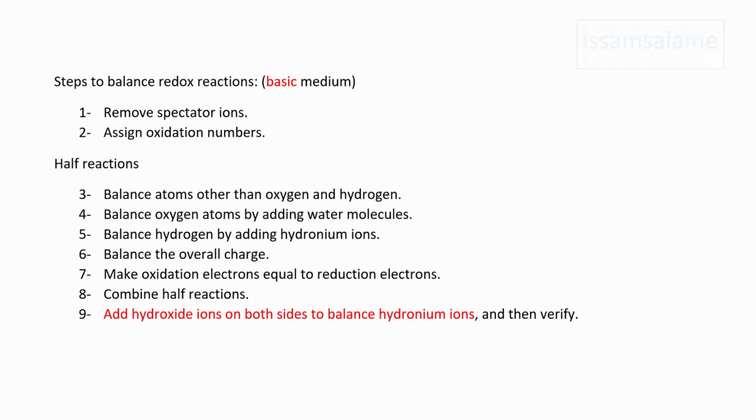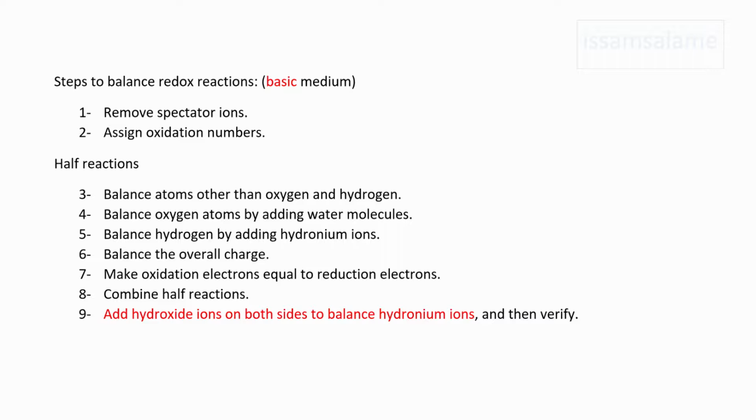These are the steps that we're going to follow while we are trying to balance a redox reaction in a basic medium. My advice for you is to watch my previous video about how to balance a redox reaction in an acidic medium. You will notice that they are the same steps that we followed with the acidic medium, except for the last step, which is how to add hydroxide ions to balance the hydronium ions, and then we cancel the spectator water molecules.